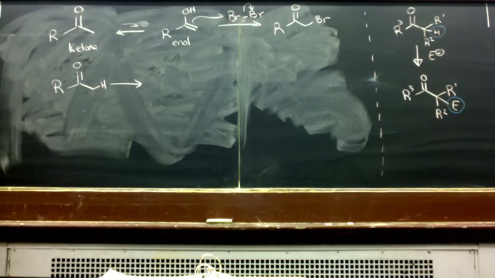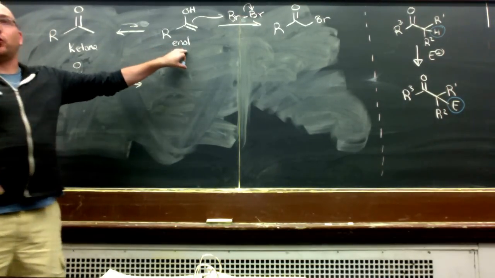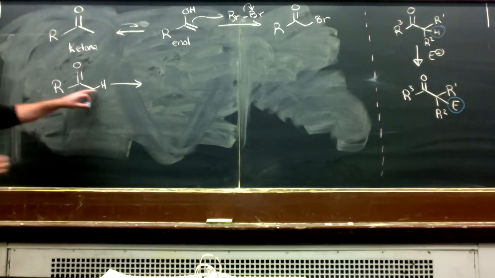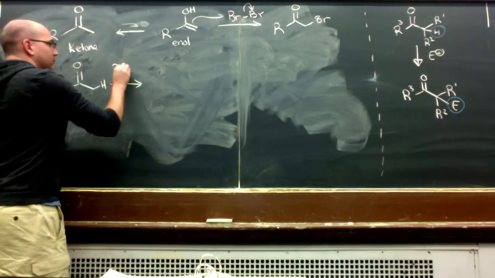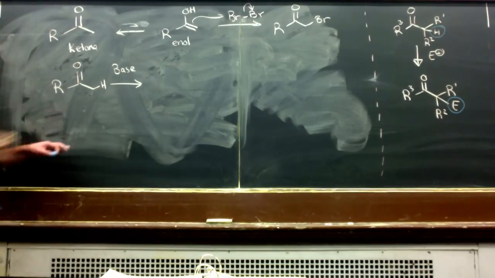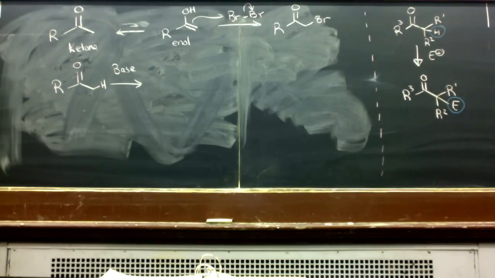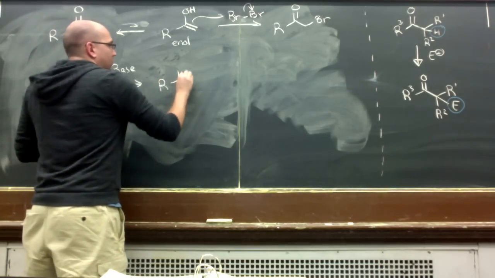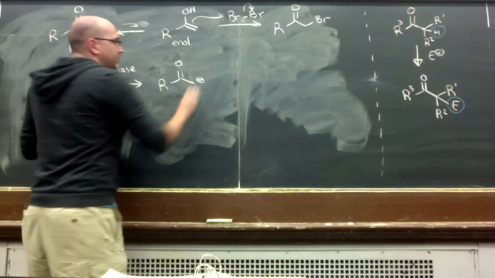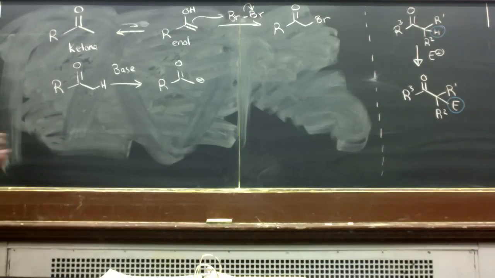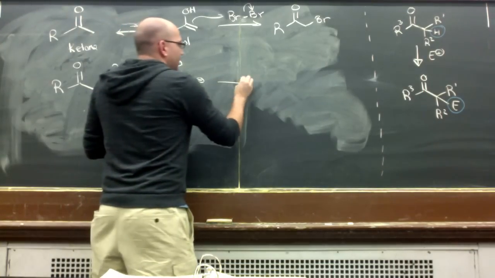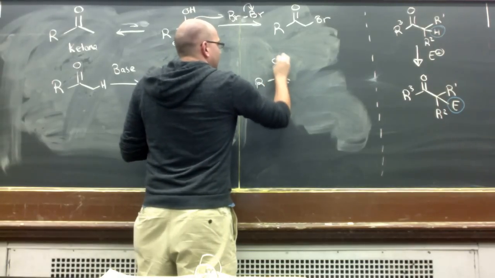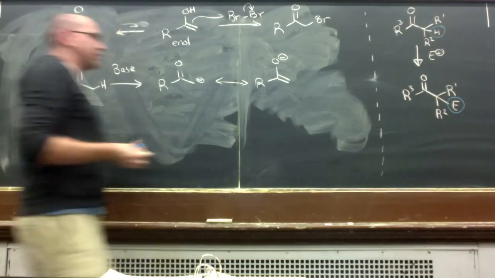Okay, so an enolate is effectively the deprotonated form of the enol. If you take a ketone that has an alpha proton and you treat it with a strong base, you're going to deprotonate it, and this is stabilized by a resonance form.